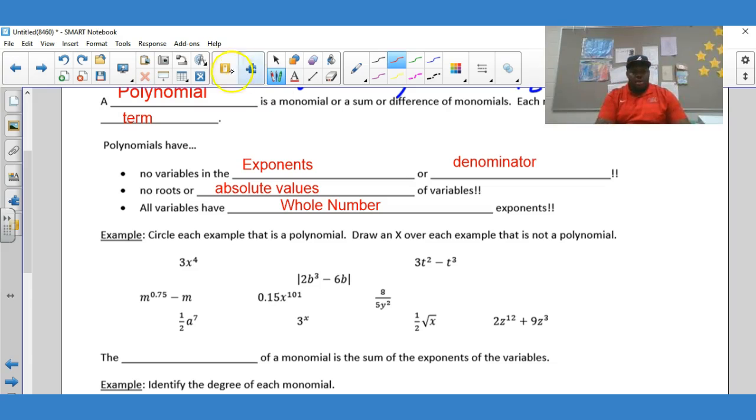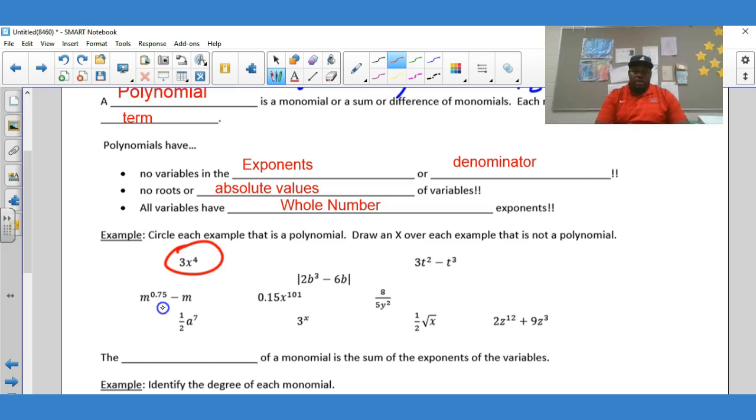So ask yourself, 3x to the 4th, does that fit this characteristic up here? It's a combination of variables and a whole number, right? The exponent is the whole number. See, the exponent is a whole number, so this is a polynomial.